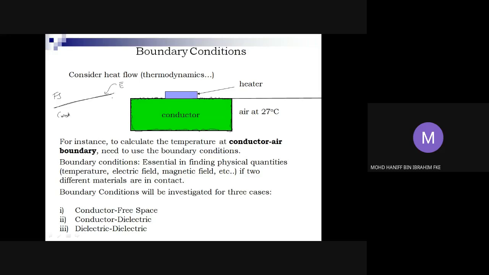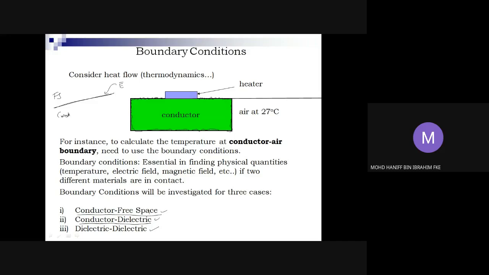between two mediums. Since we have learned a few mediums up to now, where we have free space, we have learned about the conductors, and we also learned about the dielectrics, the boundary conditions will be investigated for 3 different cases. The first one will be conductor to free space boundary condition. Secondly, conductor and dielectric boundary condition. And finally, dielectric and dielectric boundary condition. So 3 main boundary conditions will be covered in this lecture number 13.